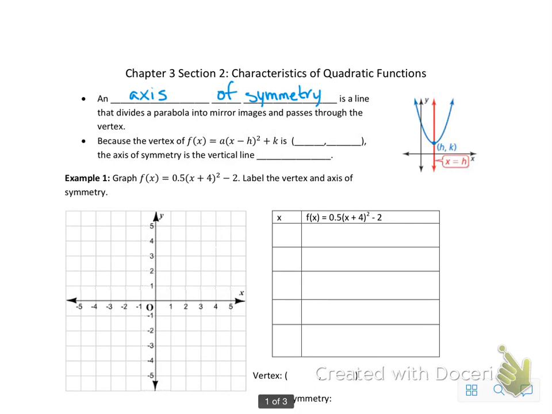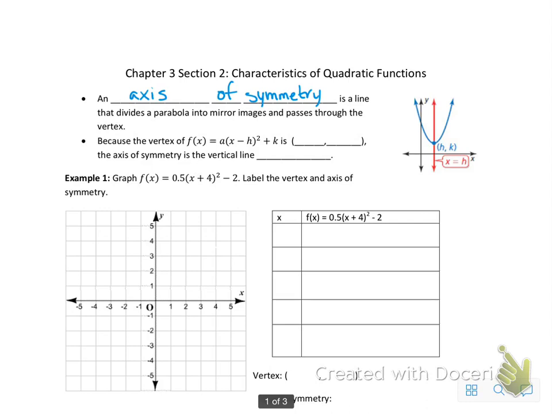So if it looks like it did for the last video, it's in vertex form. And you can find the axis of symmetry, which is a line that divides the parabola into mirror images and passes through the vertex. If you look at this little picture on the right, the red line is the axis of symmetry, because the left side and the right side are exactly the same. You could fold your paper in half and both sides would match. So that's why we need to find the axis of symmetry, and it is very closely related to the vertex.